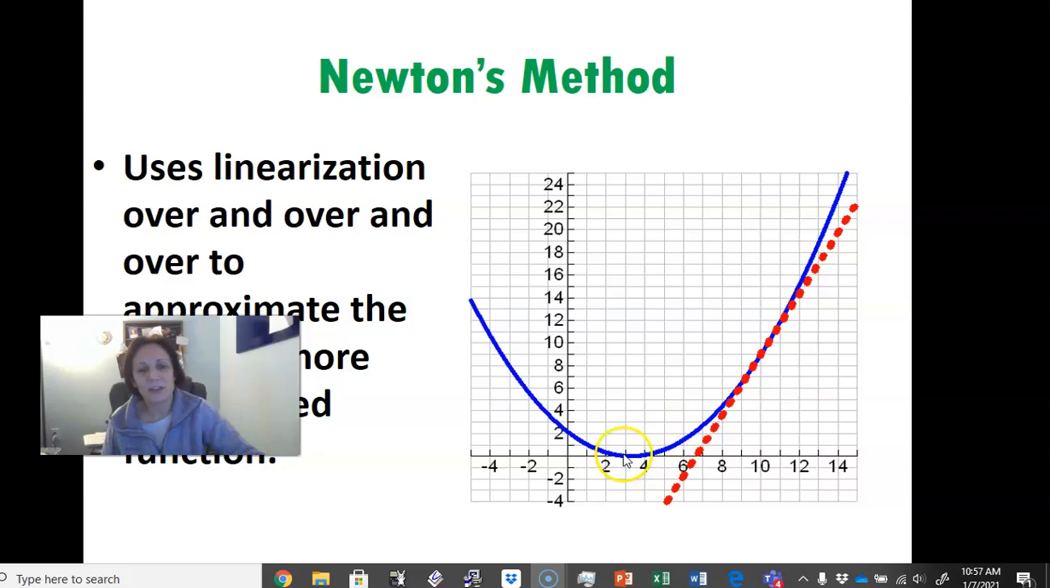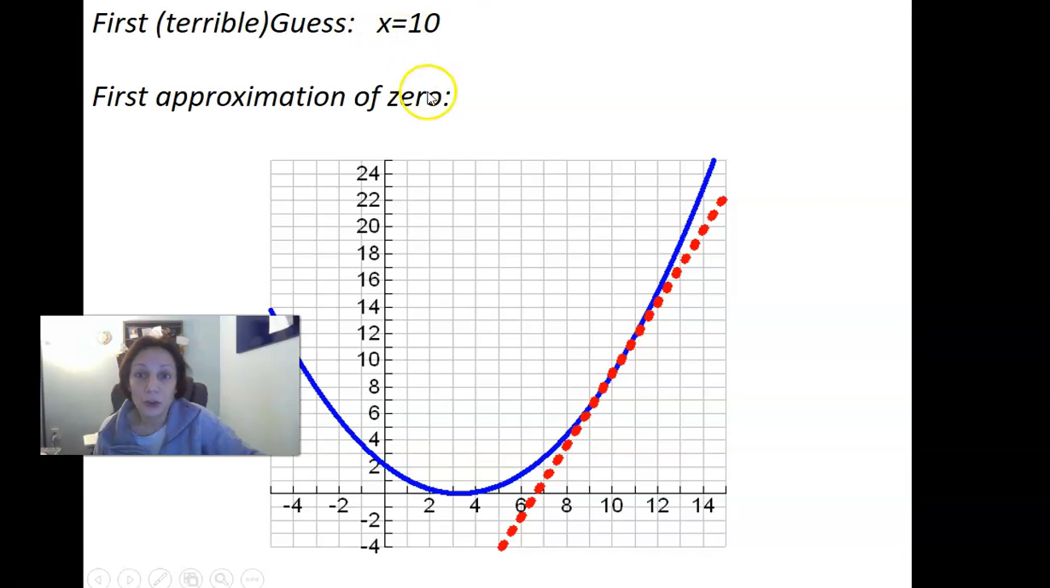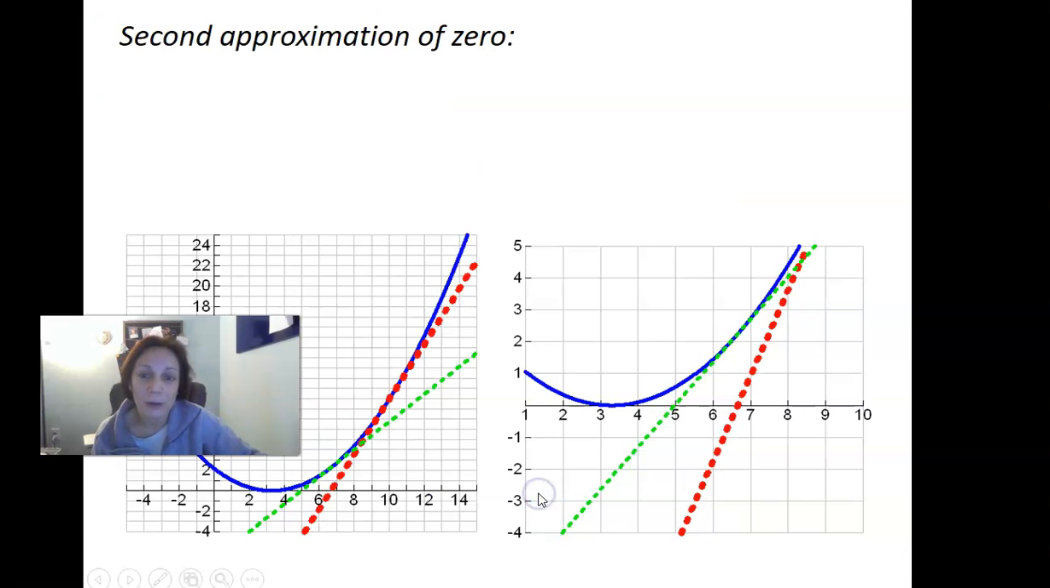So my first guess of this 0 is 10. If I write an equation for the tangent line at 10 and I find its 0 instead of trying to find the function's 0, I get a first approximation, we call it, of just shy of 7. All right, now obviously that's not good. So what we do is we say, okay, I'm going to take this first approximation and do that process all over again. Whatever this value is, just shy of 7, I'm going to take that and jump back up on the curve at that value.